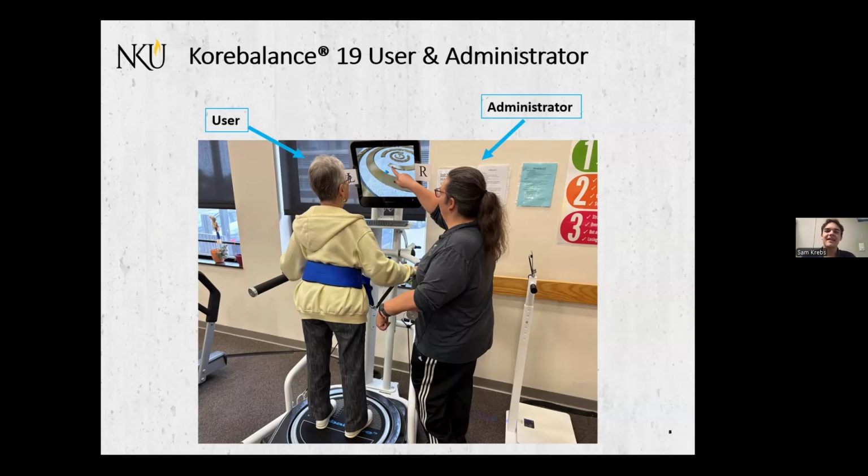As Laryn said, my name is Sam Krebs. I am a sophomore student at Northern Kentucky University. I am exercise science and pre-physical therapy, as well as Dr. O'Donnell and Dr. Kaiser's research assistant on the KoreBalance. On top of that, I am a KoreBalance coach with Jesse over at the Campbell County Senior Center. So I've dabbled all around in the KoreBalance.